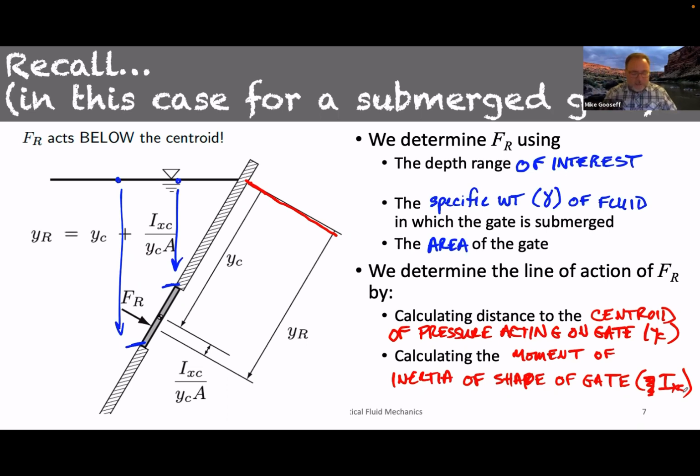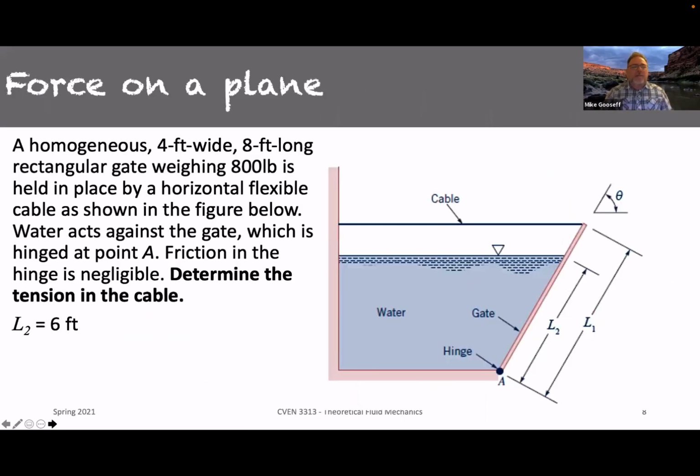All right, so let's take this to heart here, and in the next problem that I have set up, let's work through figuring this out for the given situation. All right, so we have a homogeneous 4 foot wide, meaning into the screen or into the slide here, 8 foot long. So L1 over there is 8 feet, equal to L1 right here, okay?